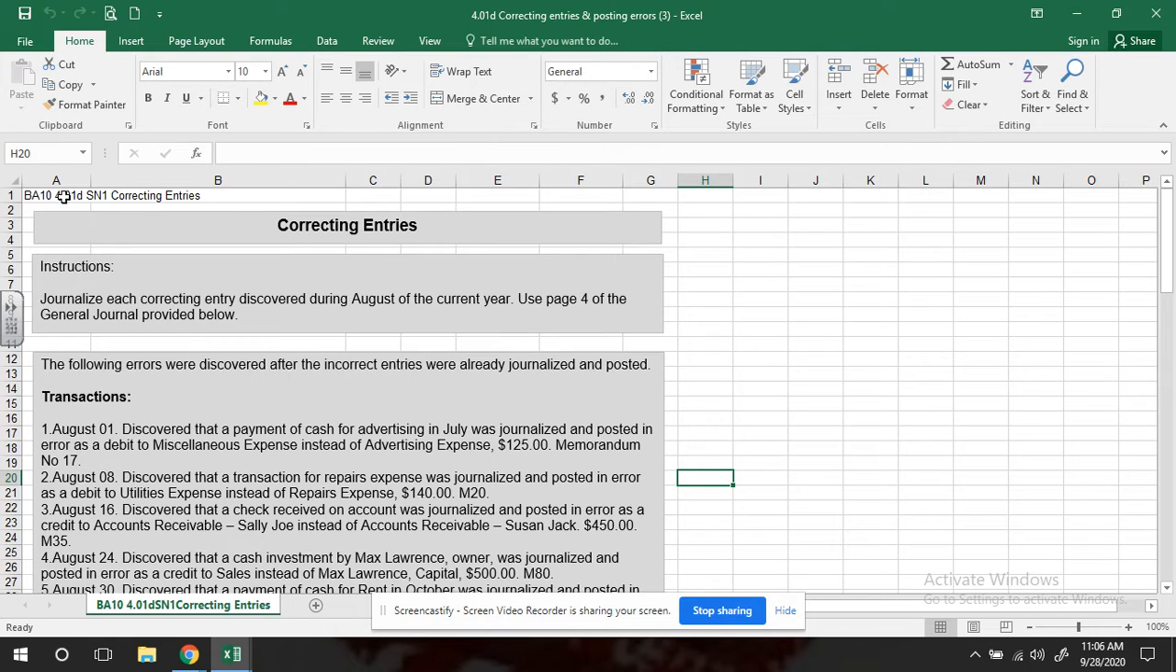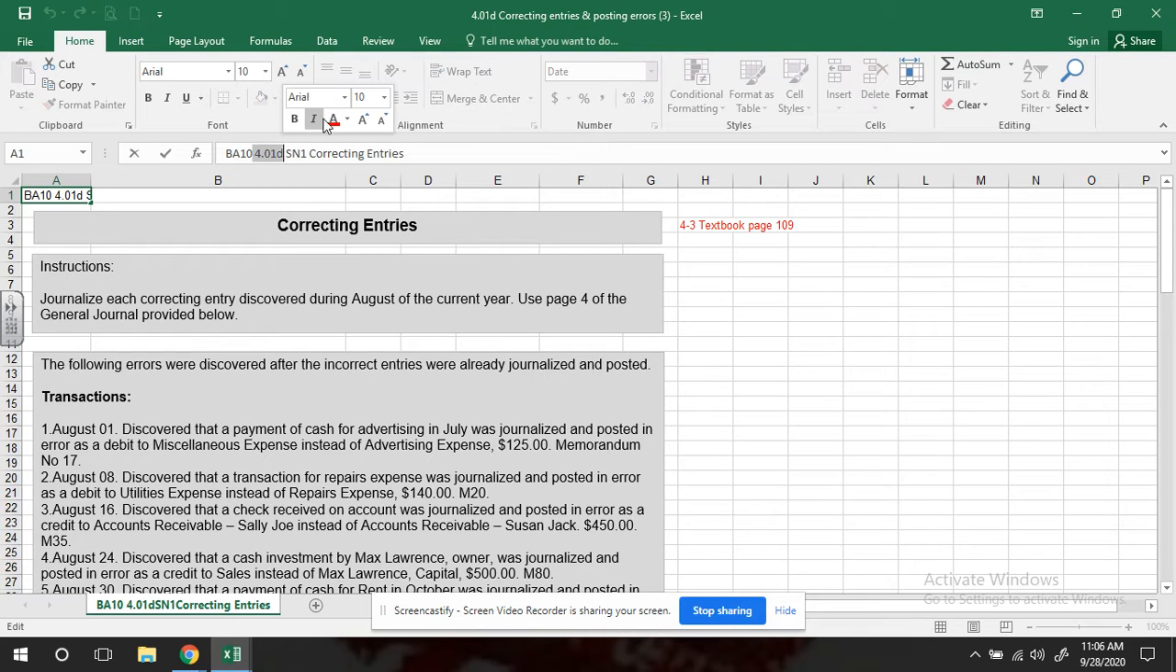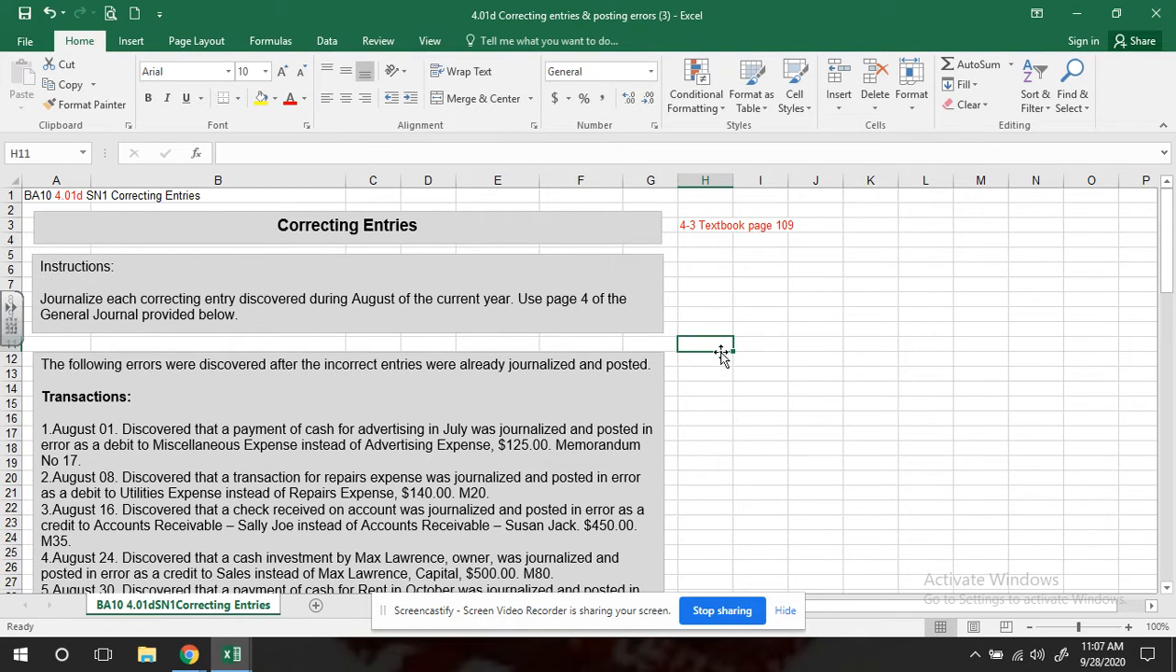In our curriculum, it's right here, 4.01D. In your textbook, it is 4-3, and this is page 109. All right, so just to let you know that. So I'll put that in red so you can see it. And then in our curriculum, this part right here, red, so you can see that. Okay, so that's what we're doing today.